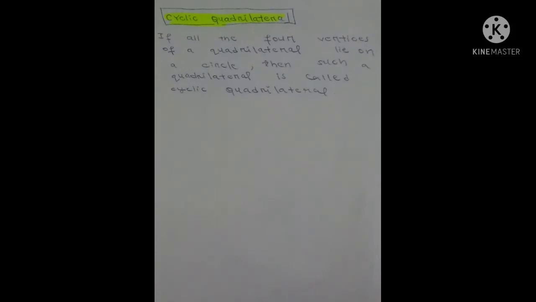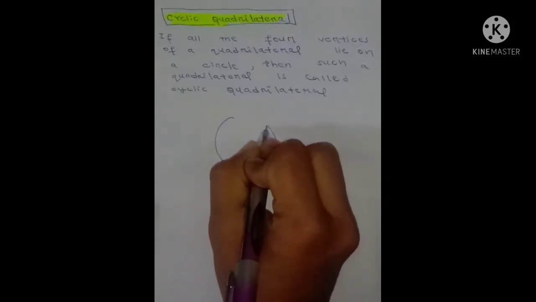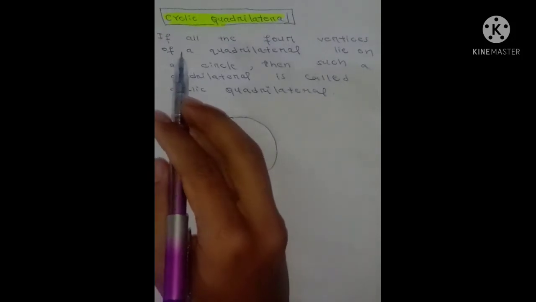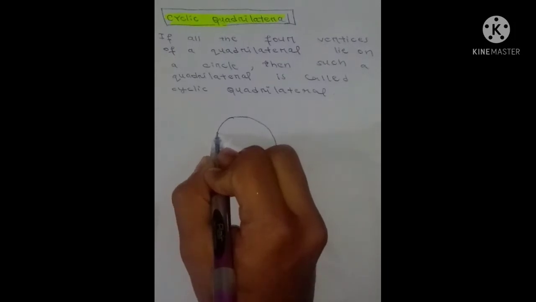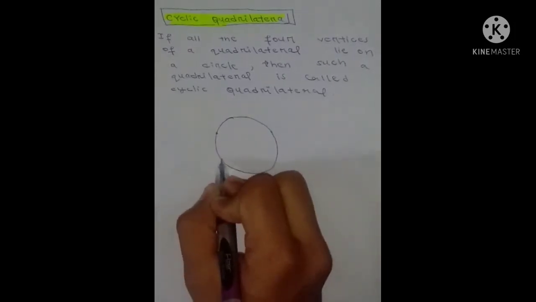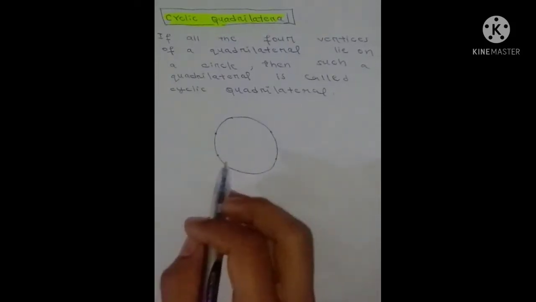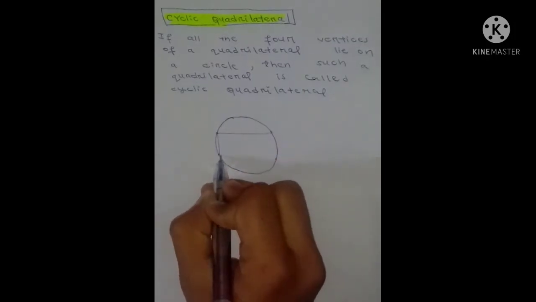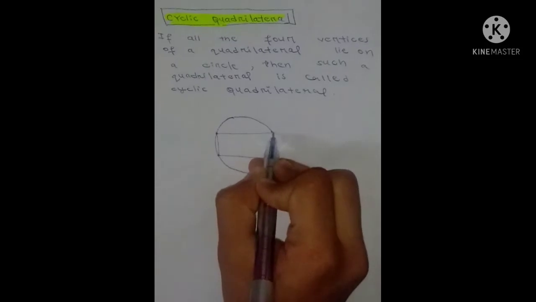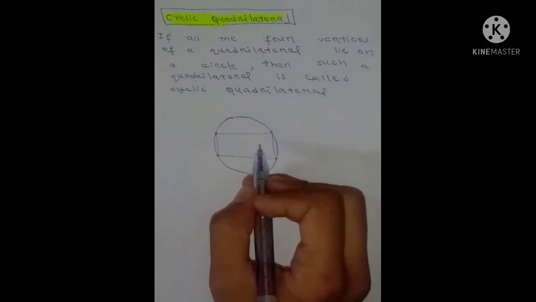All the 4 vertices. Now let us draw the diagram of a circle. Suppose this is a circle. Here it is said that the 4 vertices of a quadrilateral lie on it. Suppose this is one vertex, this is another, this is first, second, here is third and fourth. 4 vertices, and if we join these, we will find that a quadrilateral is formed. So this quadrilateral along with the circle is called a cyclic quadrilateral.